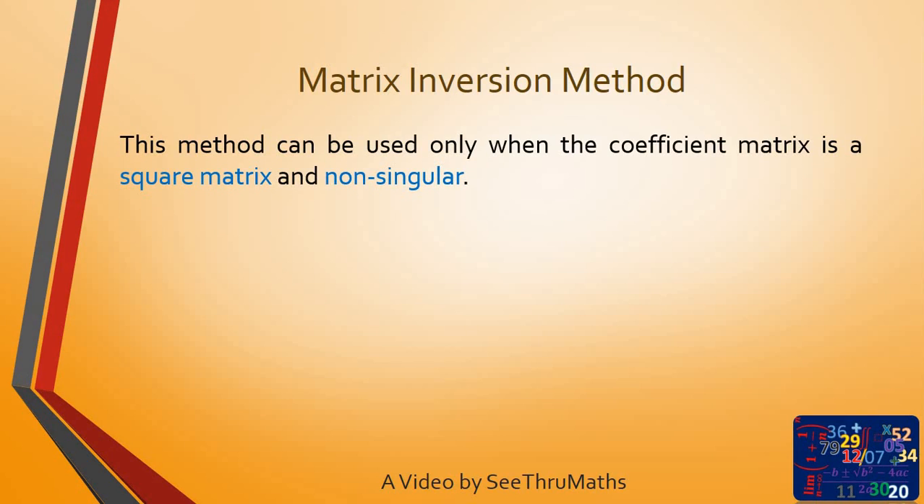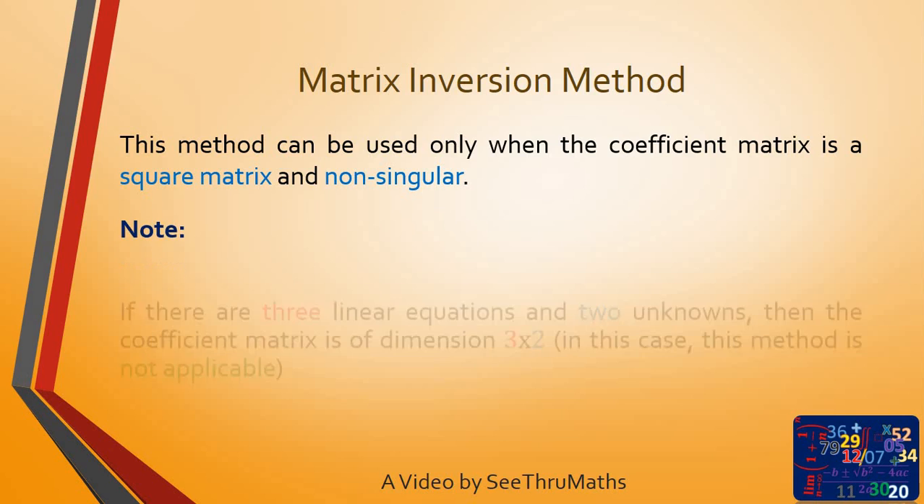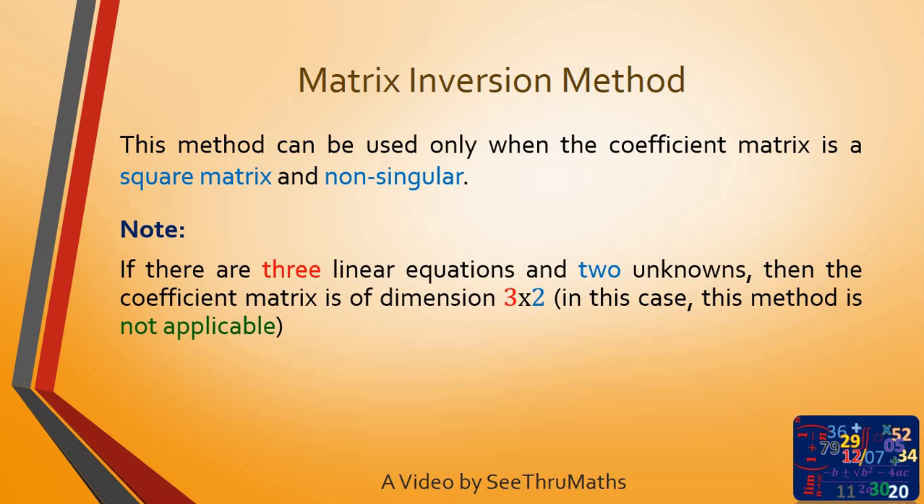This method can be used only when the coefficient matrix is square matrix and non-singular. Note, if there are three linear equations and two unknowns, then the coefficient matrix is of dimension 3 cross 2. In this case, this method is not applicable. Even though solution exists, directly by matrix inversion method is not possible. But even then, there is another way to solve this one with the same method. Think about that one at the end of this video.